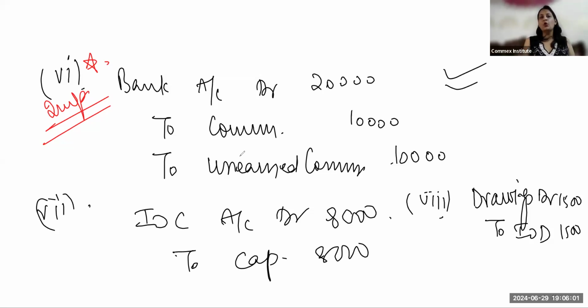Being opening balances incorporated. For the opening journal entry, your narration would be "opening balances incorporated." Sometimes narration becomes really important.